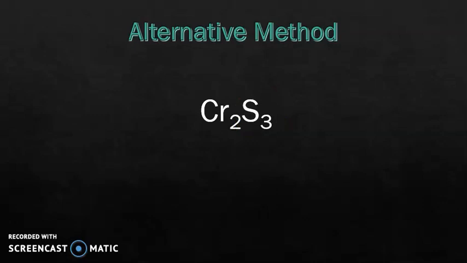Cr2S3. I'd love to say that the name of this guy is chromium sulfide, but that would not be correct. Chromium is a transition metal and it needs that Roman numeral. So let's start off by looking up the charge of that anion. The charge of the sulfur is 2 minus. So I'm going to take 2 times its subscript 3 and get 6.